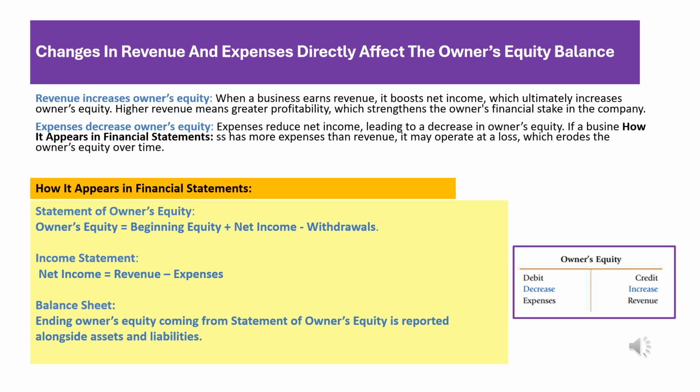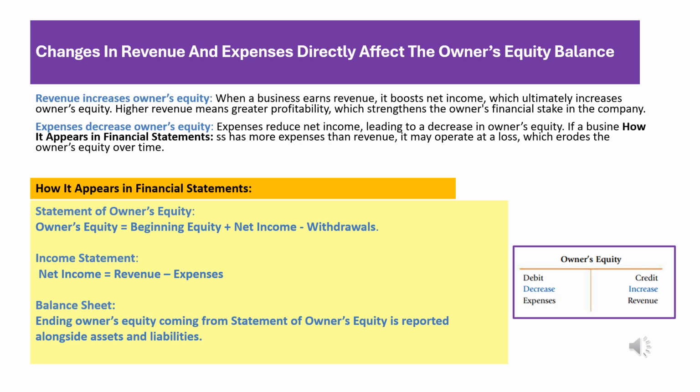Changes in revenue and expenses directly affect the owner's equity balance. The business aims to earn revenue that exceeds costs, ensuring sustainability and growth. Revenue and expenses directly impact the owner's equity, which represents the owner's claim on the business's assets. Here's how. Revenue increases owner's equity.